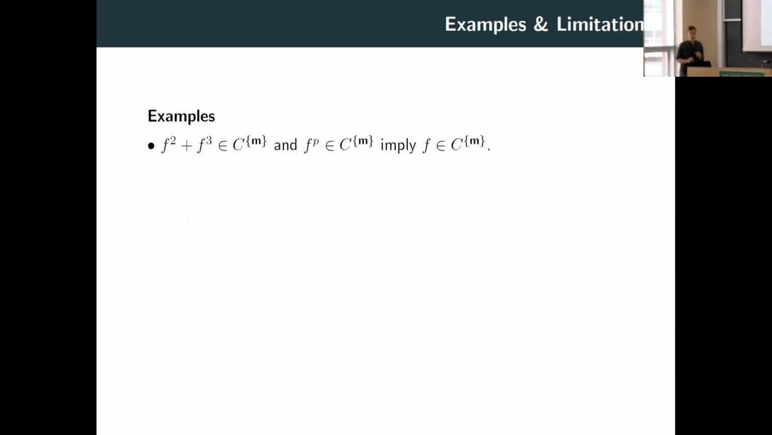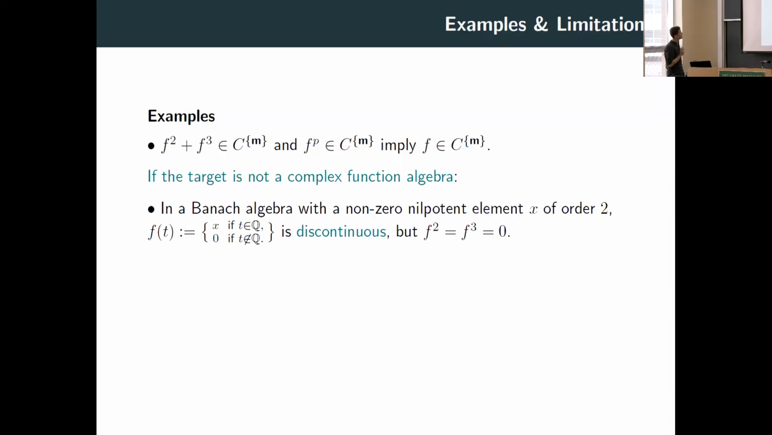I want to end with a few examples. So now we actually are able to understand the example I had on the first slide. So this is even true in the Denjoy-Carleman setting. So if f squared plus f cubed is Denjoy-Carleman, and I have a power of f which is Denjoy-Carleman, then f is Denjoy-Carleman, because you just have to look at the support of the powers which appear here, and they have to have greatest common divisor equal to 1, of course. So we can apply the theorem.